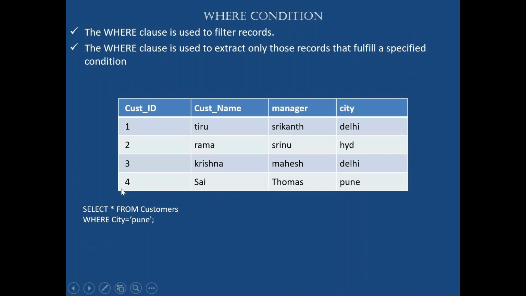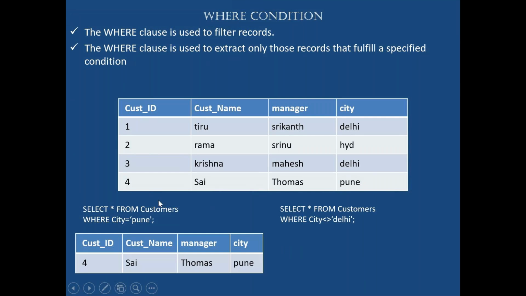Select star means all the columns will come, but only the row where city equal to Pune, the last row, will come. The other rows are not going to come in the output, because only this row satisfies the condition. Next, select star from customer where city not equal to Delhi. Except Delhi, all other records I'll get: three rows, Hyderabad and Pune.